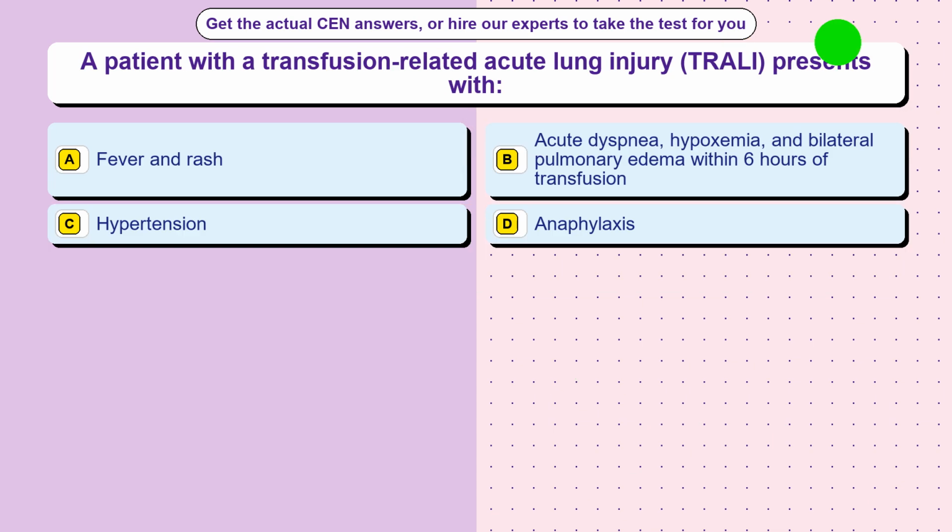Question 25. A patient with a transfusion-related acute lung injury, TRALI, presents with Option A, fever and rash. Option B, acute dyspnea, hypoxemia, and bilateral pulmonary edema within 6 hours of transfusion. Option C, hypertension. Option D, anaphylaxis.